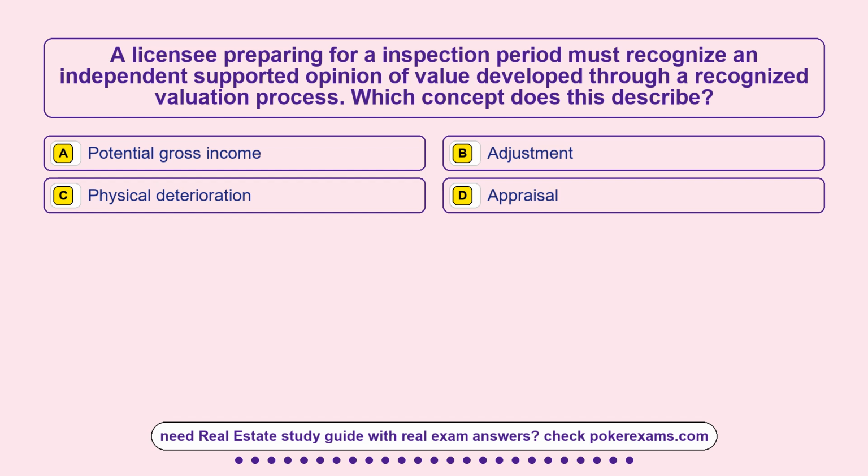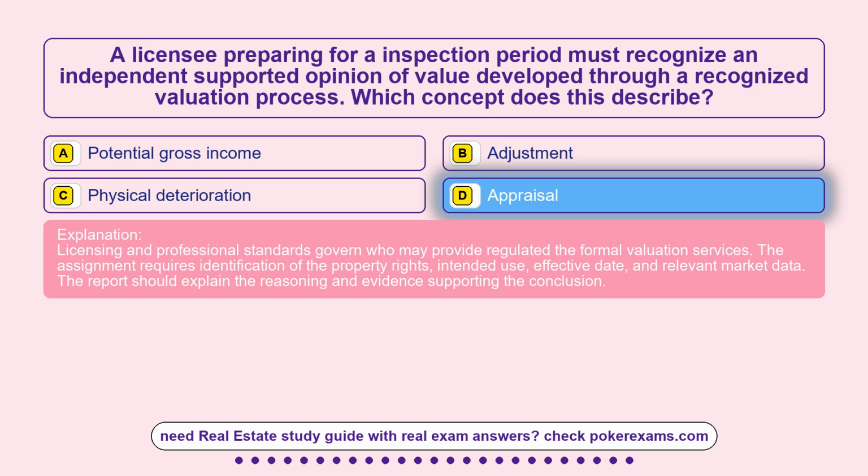Question 1. A licensee preparing for an inspection period must recognize an independent supported opinion of value developed through a recognized valuation process. Which concept does this describe? Option A, potential gross income. Option B, adjustment. Option C, physical deterioration. Option D, appraisal. The correct answer is option D, appraisal.